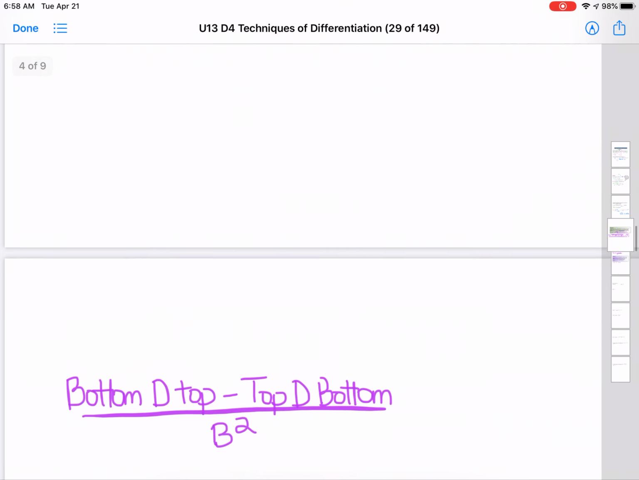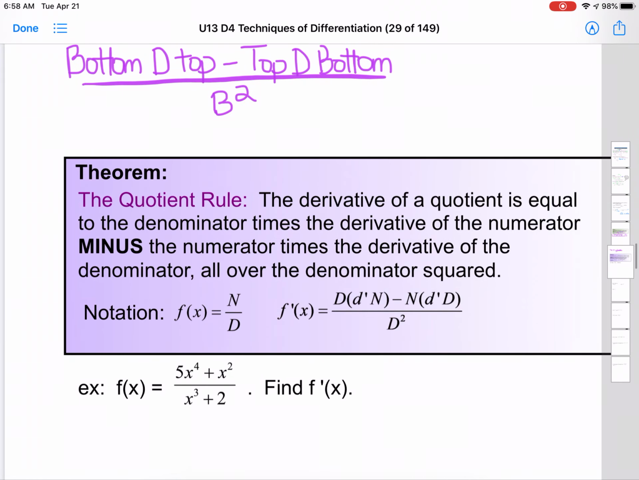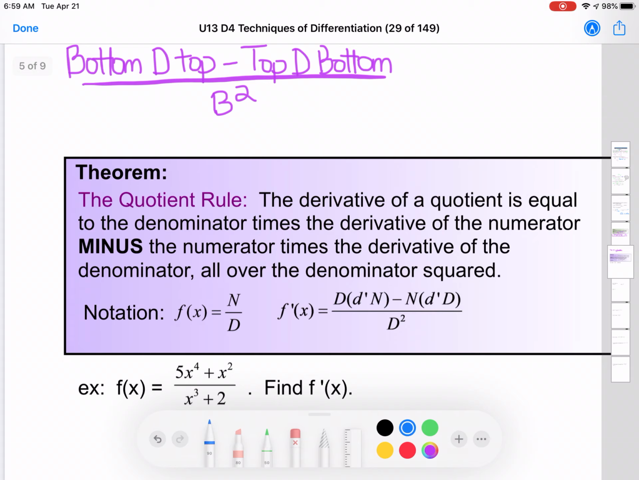Okay, now let's do an example of the quotient rule. So I'm going to show you what the quotient rule is, and then I'll talk about what this purple is up top here. All right, so the quotient rule. So you can see now when we look at this question, it's a rational function, right? We have some division going on. So we can't use the product rule, and we can't use the power rule. So the quotient rule says the derivative of the quotient is equal to the denominator times the derivative of the numerator minus the numerator times the derivative of the denominator all over the denominator squared.